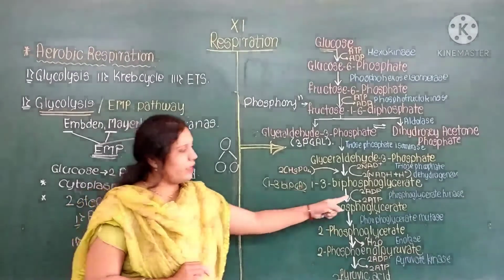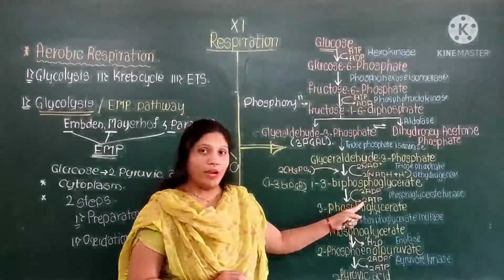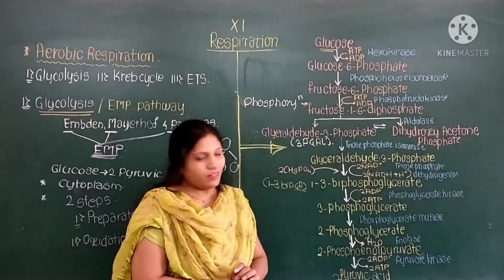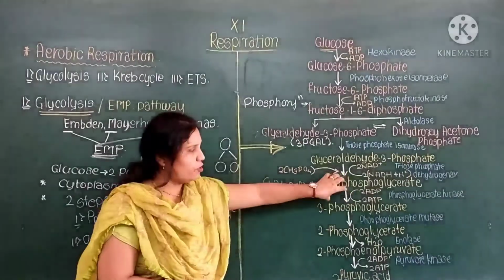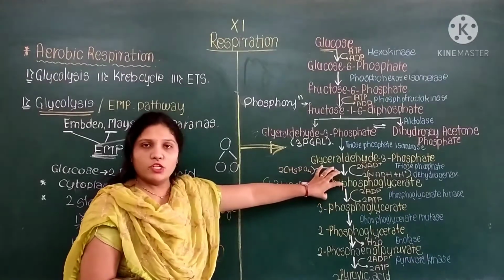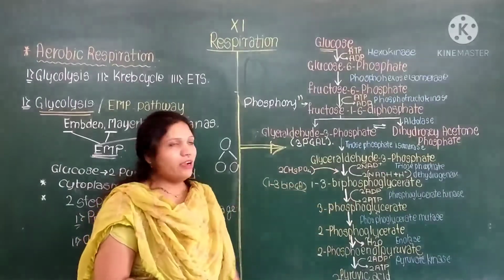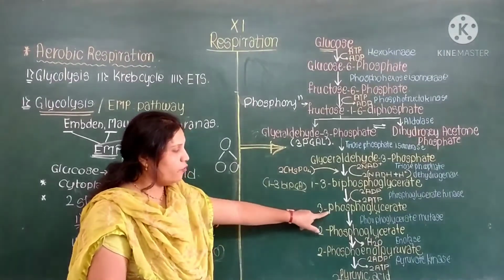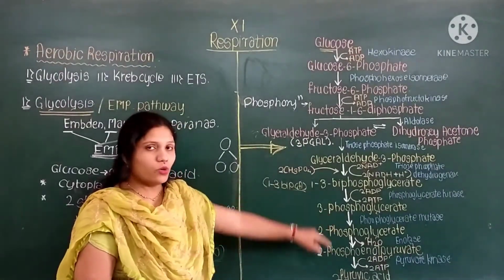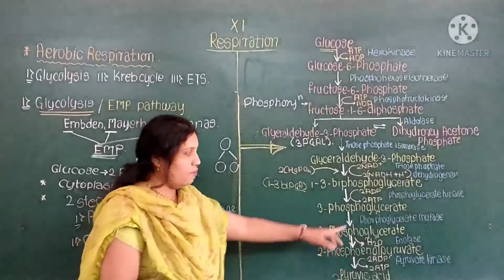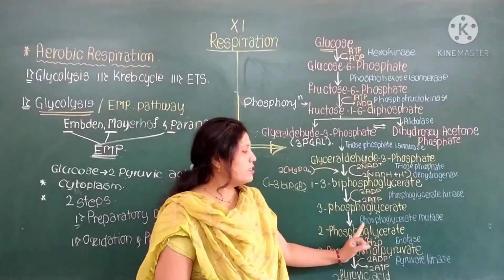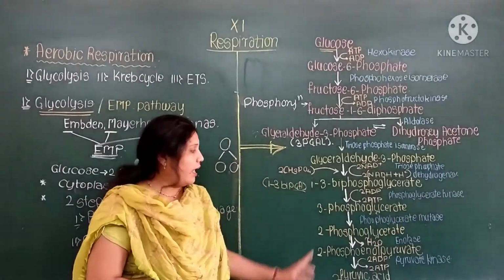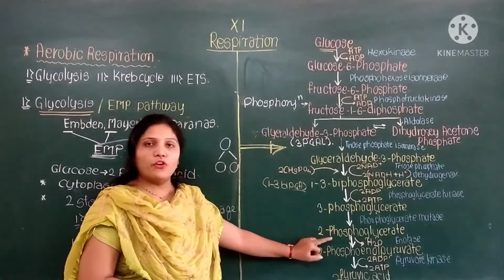Okay, so what happened here? There is a production of ATP because that is a process of dephosphorylation. Meaning from that phosphoglyceric acid only, that phosphate group is removed. Then this 3-phosphoglycerate undergoes isomerization in the presence of the enzyme known as phosphoglycerate mutase, and then it forms 2-phosphoglycerate.